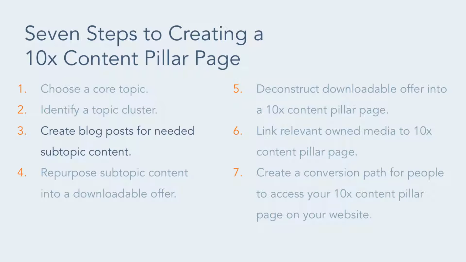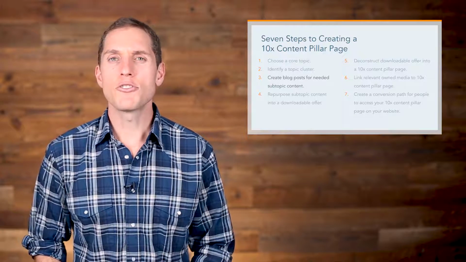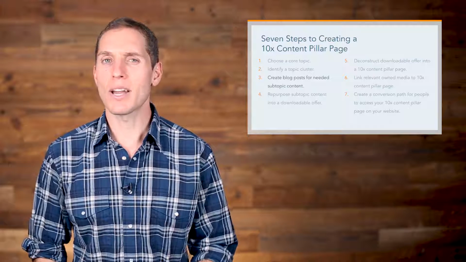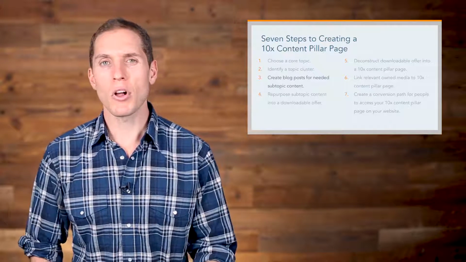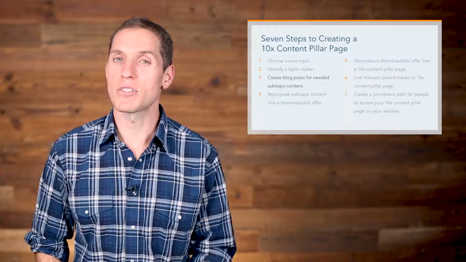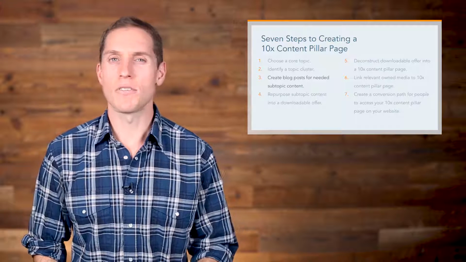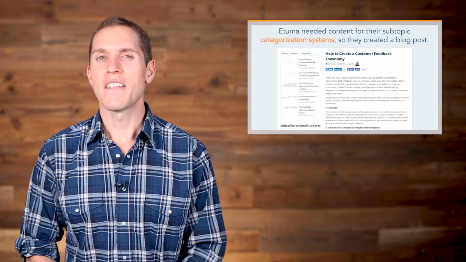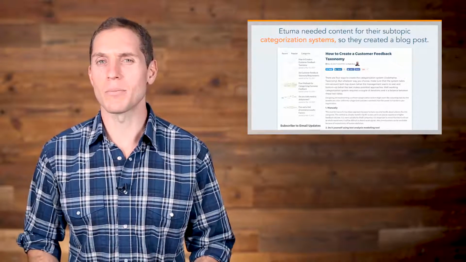Third, Atuma created blog posts for their subtopic content. If you're like Atuma and you chose at least one subtopic that needs content created, you're going to need a way to bring it to life. Create a blog post first because there are various opportunities for repurposing it in the future. Atuma needed content for their subtopic categorization systems, so they created a blog post titled, How to Create a Customer Feedback Taxonomy. Once Atuma created this blog post, they had a blog post for each one of their subtopics they identified.